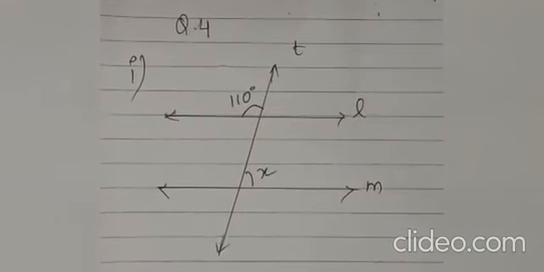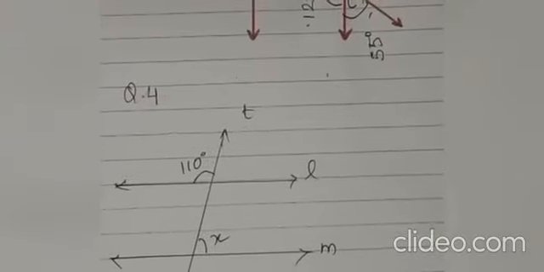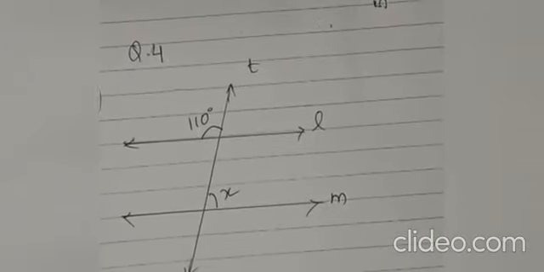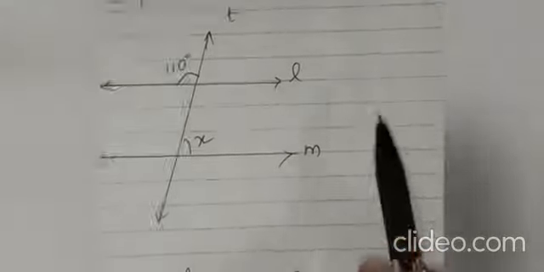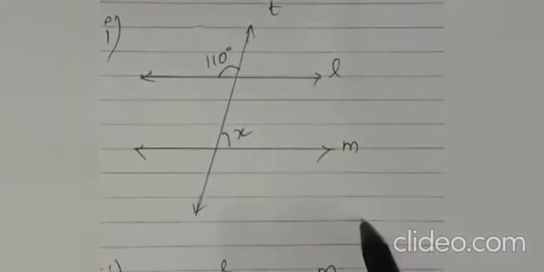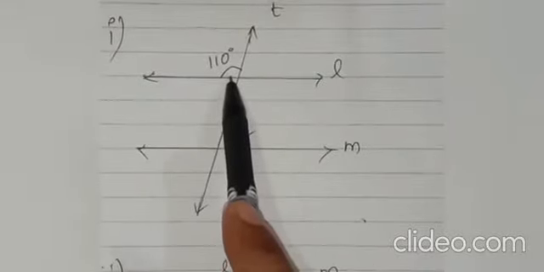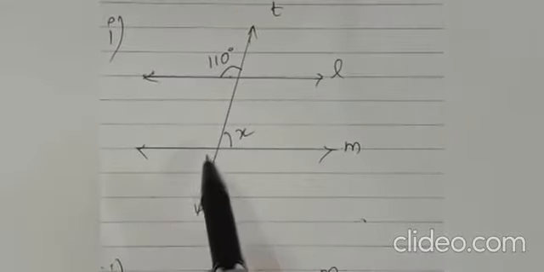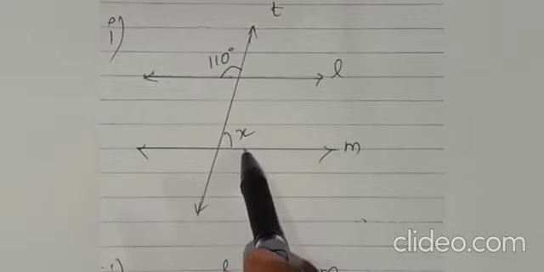Question number 4. Find the value of x for each of the following where L is parallel to M. Lines L and M are already given as parallel and T is the transversal. Okay, here one exterior angle is 110 degree. But here we have to find the interior angle x.